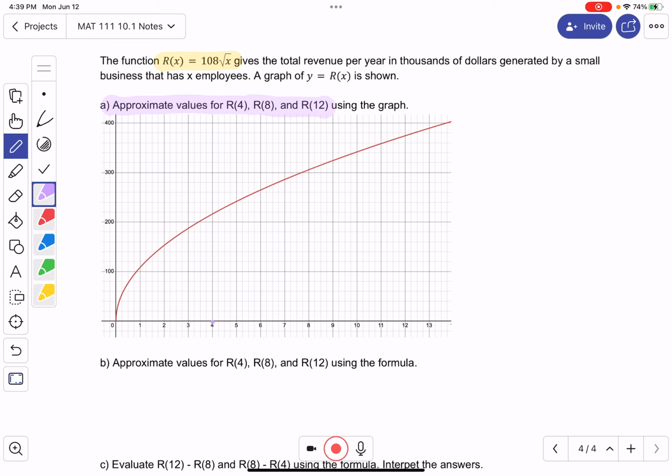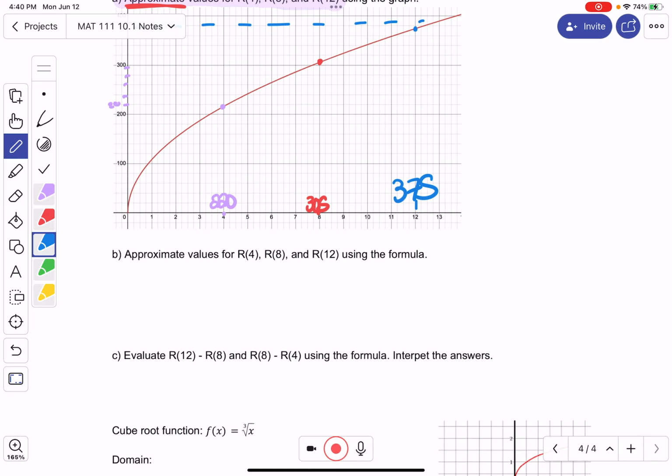So that means we go to 4 on the x, go up to the graph, 1, 2, 3, 4, 5. Each hundred is broken into 5, so that's about 20. So that first line would be 220. If I did it again for the 8, go up to the line, it's just above the 300, so maybe like 305. Again, we're just doing approximate values. For the 12, we do the same thing. We're almost at 380, so maybe 375. So using our graph with the scale we can see, we estimated.